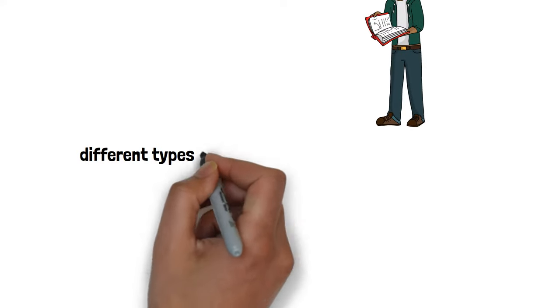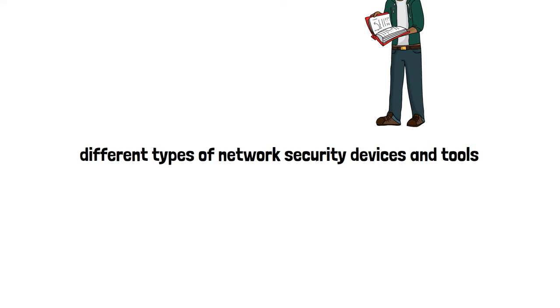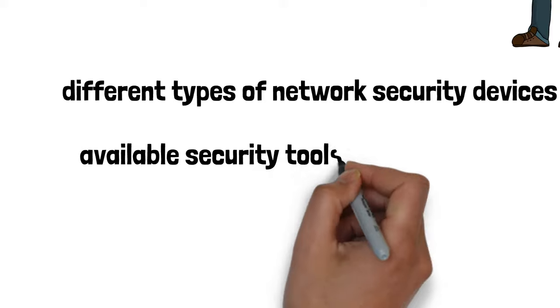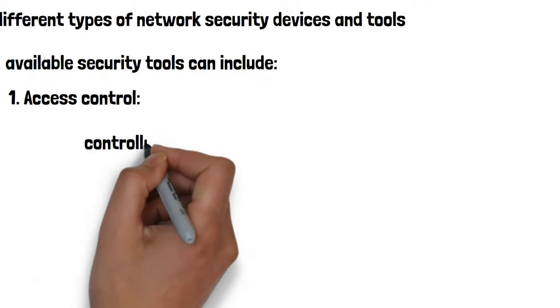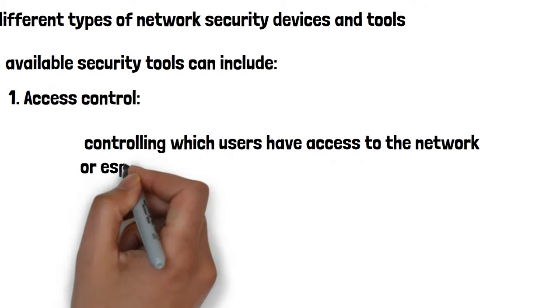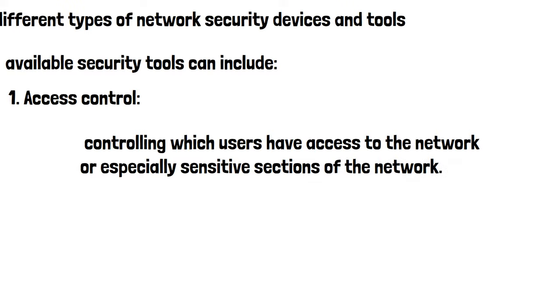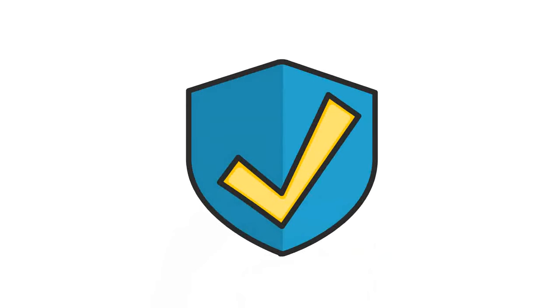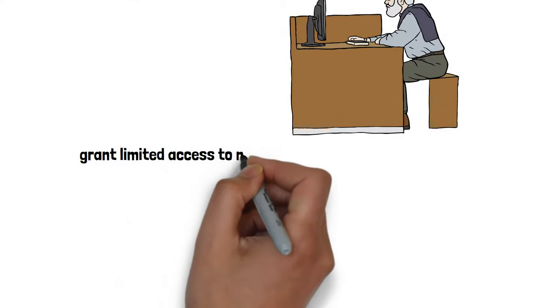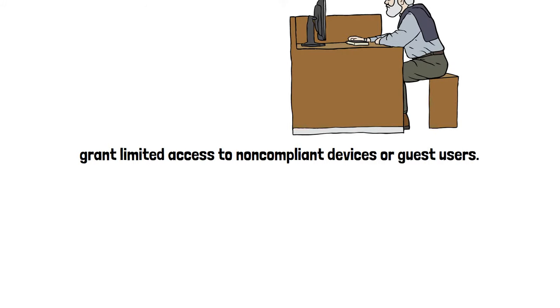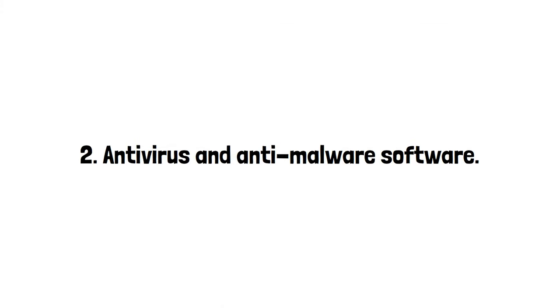What are the different types of network security devices and tools? There are quite a few different networking security tools you can incorporate into your lineup of services. The following list is by no means exhaustive, but available security tools can include: Number 1 is access control. This refers to controlling which users have access to the network or especially sensitive sections of the network. Using security policies, you can restrict network access to only recognized users and devices or grant limited access to non-compliant devices or guest users.